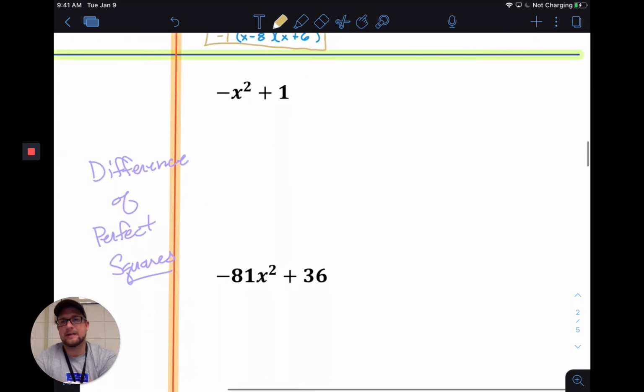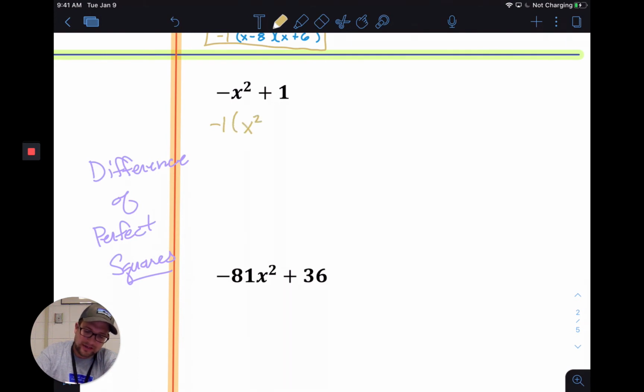Here's where we get back into those difference of perfect square problems, right? Again, if you notice here how this is negative and this is negative, we're going to have to factor out that -1 before we can do anything else. So factoring that -1 out of each of those terms would leave me with x squared minus 1. And if I do the same to the bottom right now, kind of working two problems at once, we'd be left with 81x squared minus 36. Now, these problems are normally pretty easily identifiable because there's only two terms.